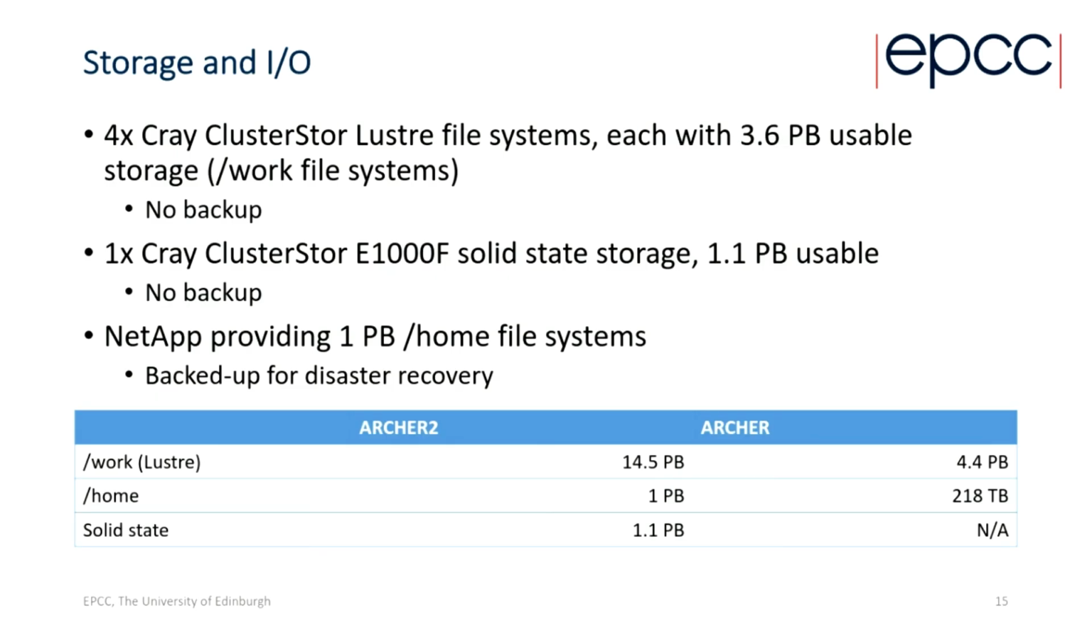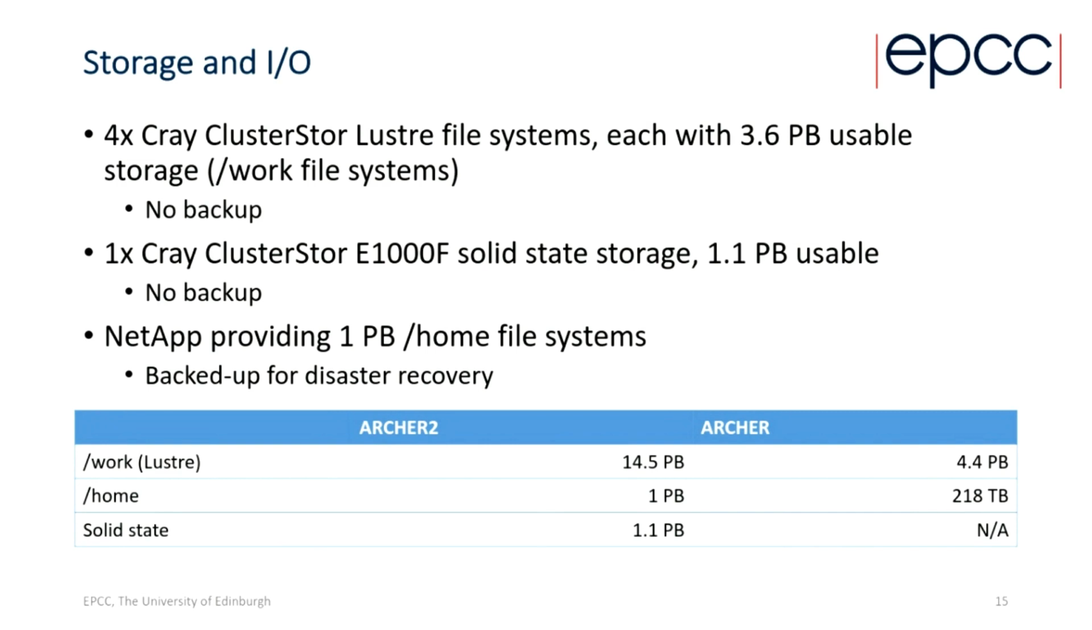Okay, so moving on to, that's all I had on the interconnect, not very much at all. Moving on to storage and I/O. There are 4 file systems, sort of similar to the ones on Archer at the moment. We have 3 on Archer at the moment. They're much bigger than the Archer file systems.